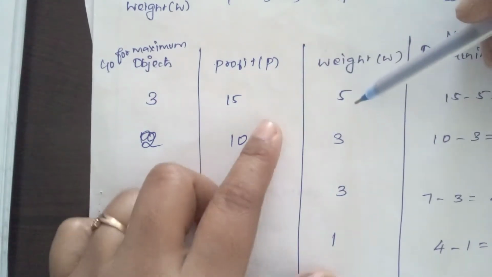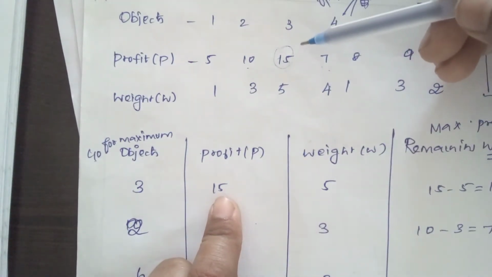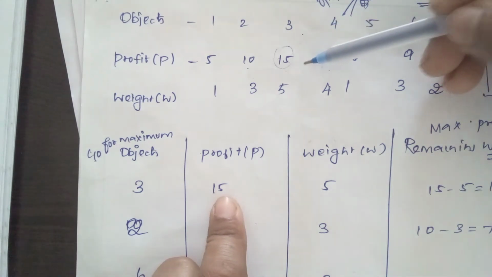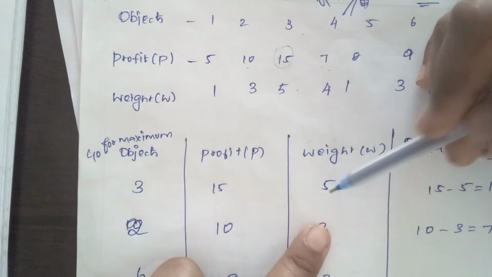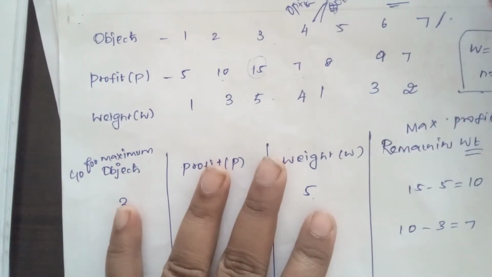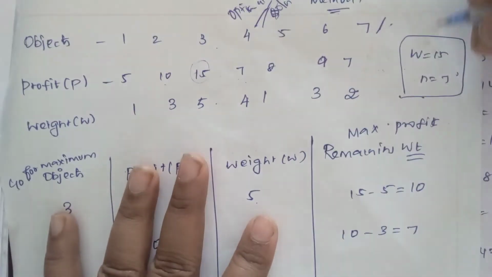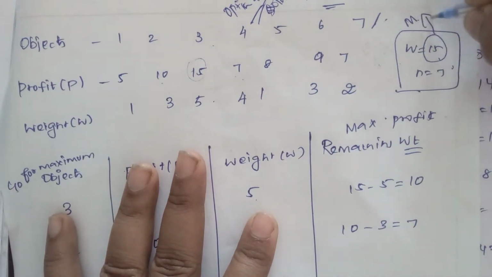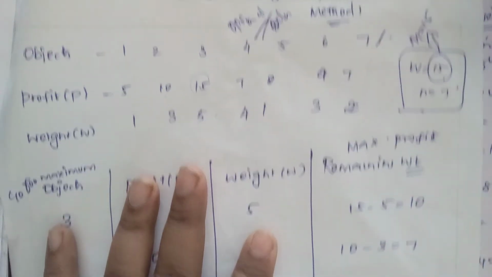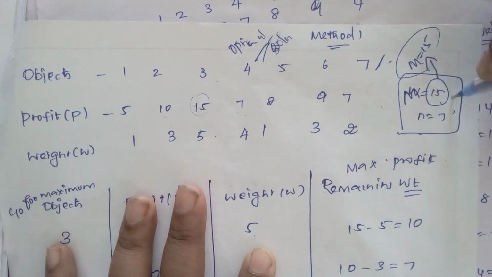For object 3, the profit is 15 and the weight is 5. I am writing the weight 5 here. See the maximum weight, that is the capacity, the m value. Here it is 15. So the capacity becomes 15.